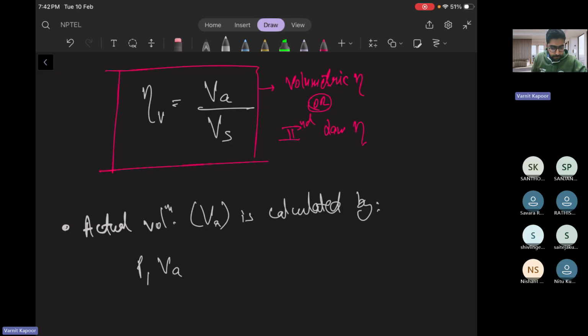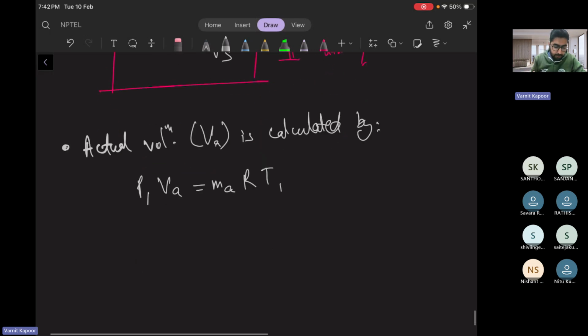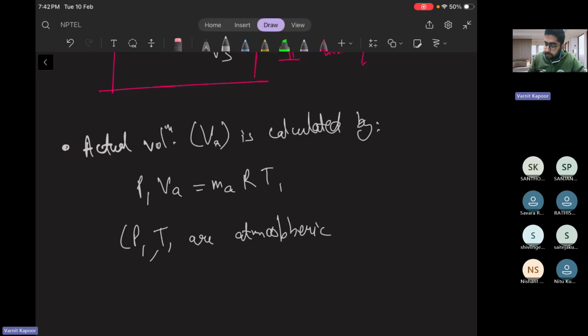Pressure into volume is equal to mass times R times temperature T1, where P1 and T1 are basically your atmospheric conditions. And swept volume, you get from pi by 4 d square L. We have already seen that thing.